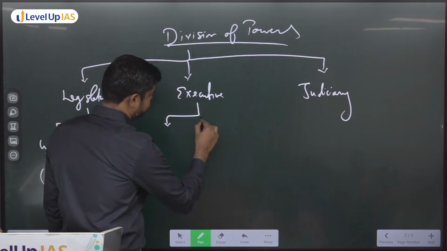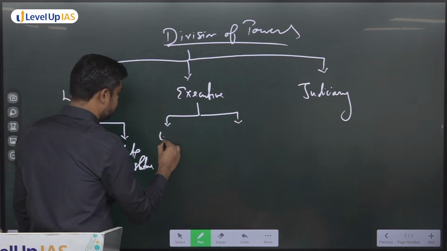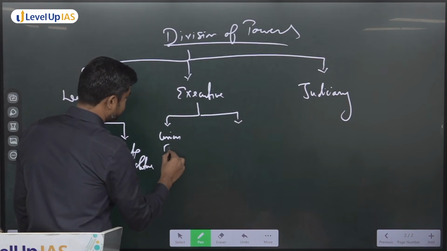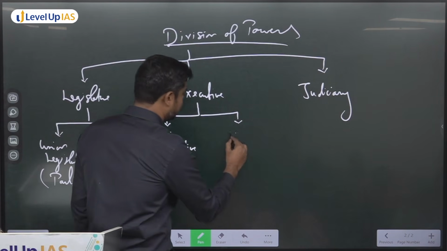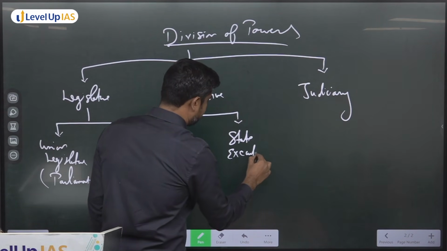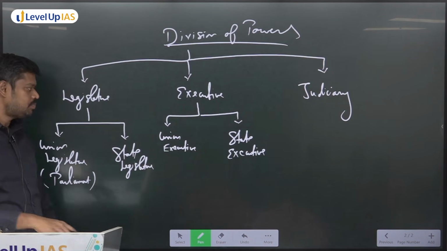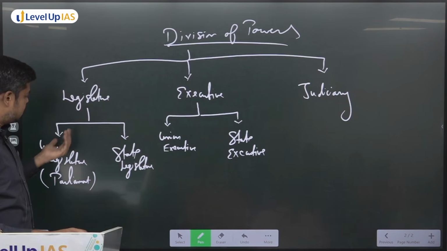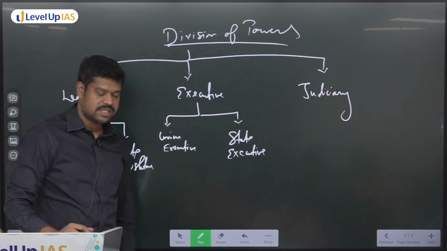What are the executives at 2 levels? One is the union executive, and then you have what is called the state executive. So we have legislature, union legislature, state legislature, executive, union executive and the state executive.